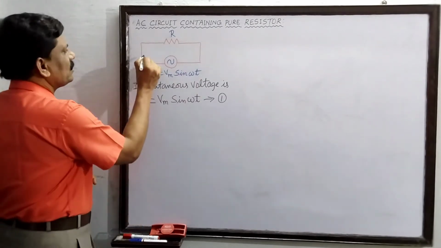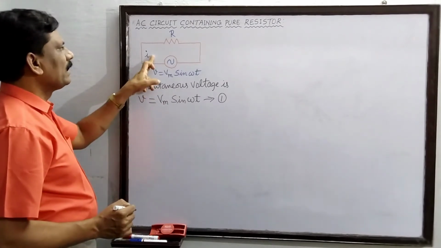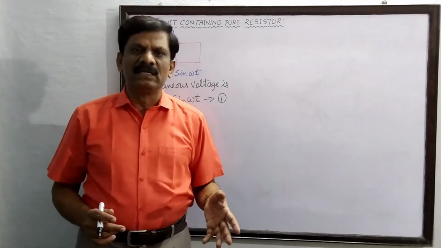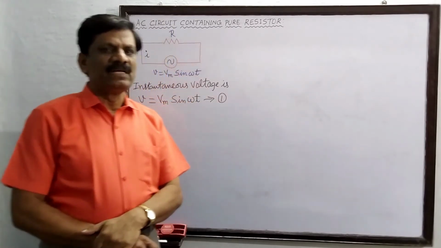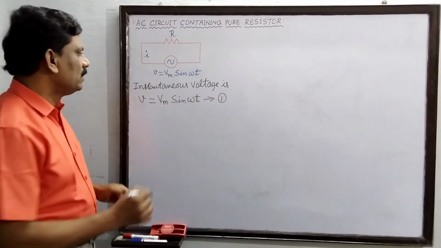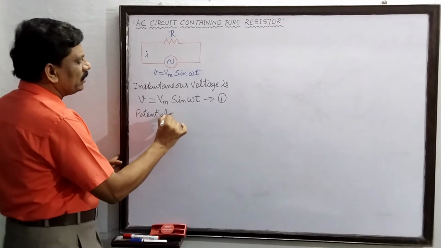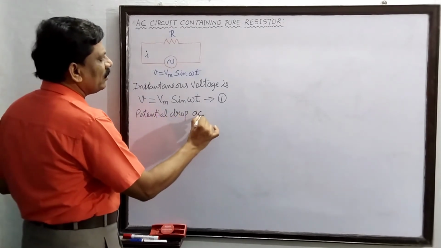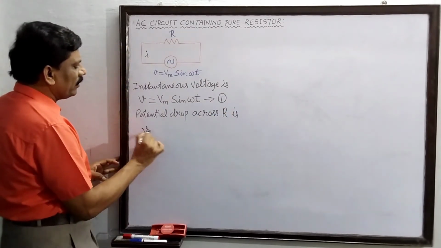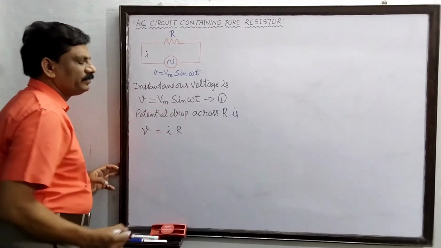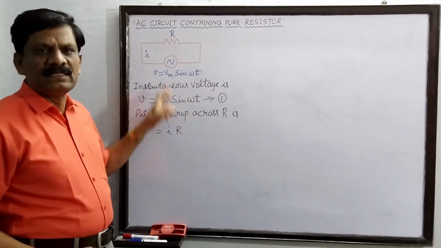Now, corresponding to this instantaneous voltage, there will be some instantaneous current. Small i is the instantaneous current in the circuit. When this current flows through the resistor at any instant, the product i into R is the potential drop across the resistance R, given by small v equal to i into R. So these are the two voltages in the circuit.